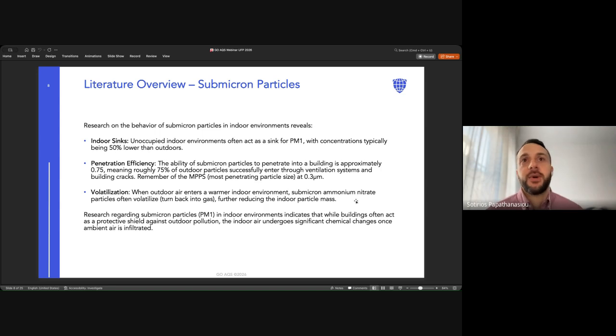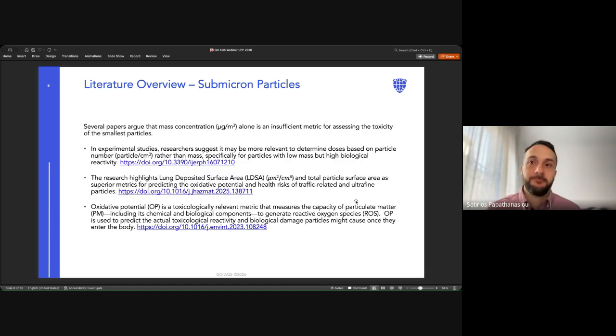Research regarding microparticles in indoor environments indicates that while buildings often act as a protective shield against outdoor pollution, the indoor air undergoes significant chemical changes once ambient air infiltrates. So as you understand, it's quite complex.